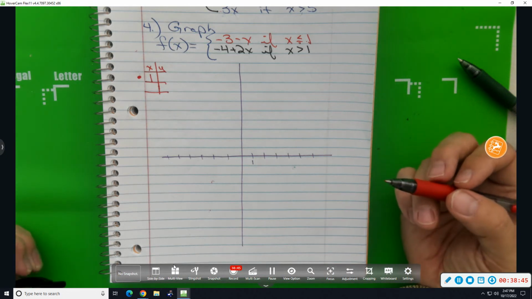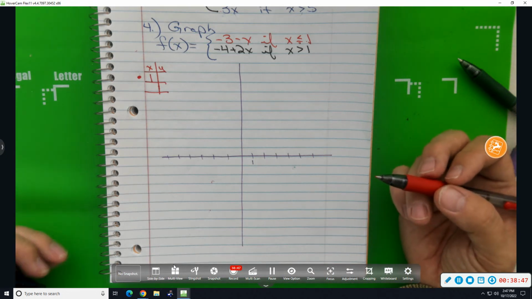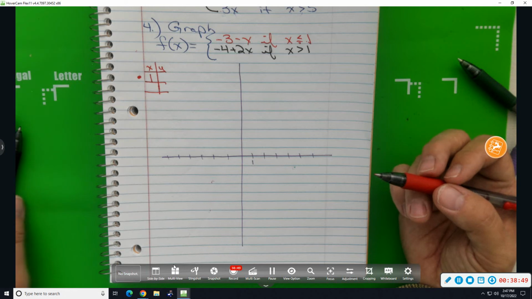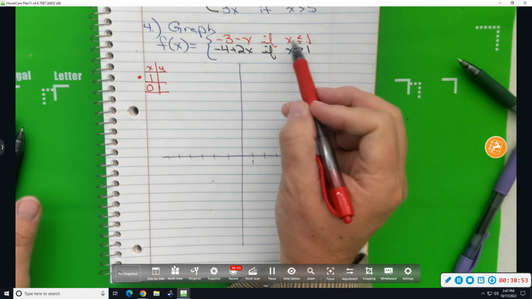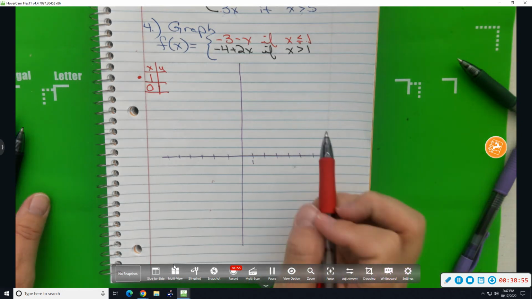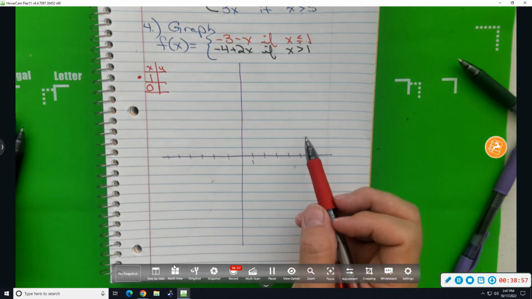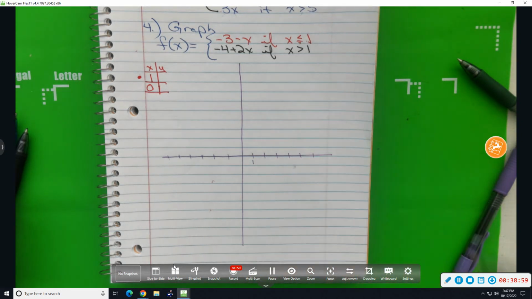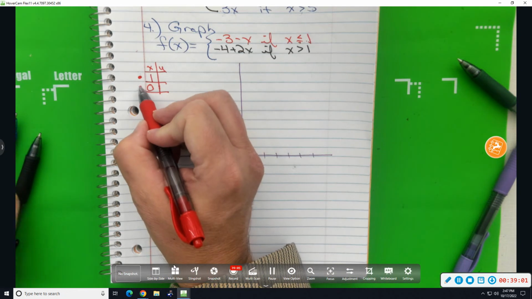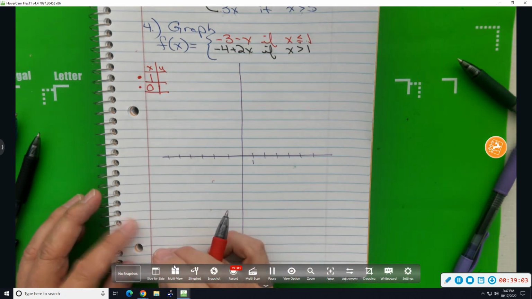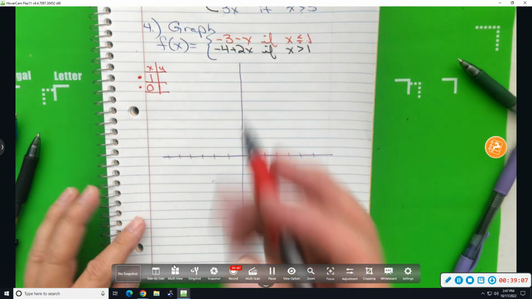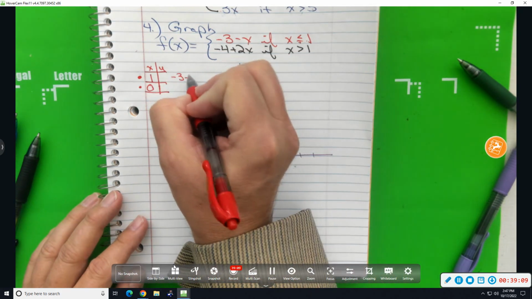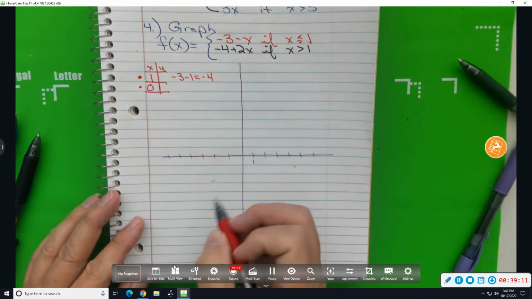Could I use 2? No. 0? Okay, 0 is less than 1. The secondary numbers that you choose on your own must satisfy the inequality, so the secondary numbers are always just closed dots. So plugging in 1, we get -3 minus 1, which is -4.